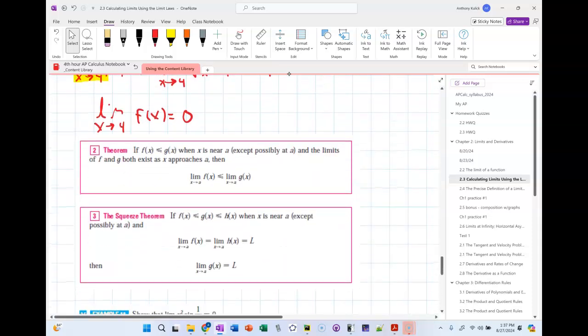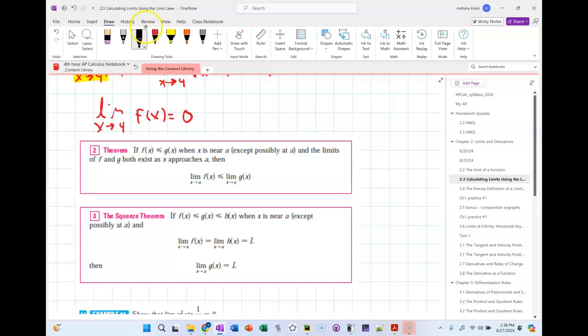So the next theorem, and this theorem is just used to get to the next one, says that if f of x is less than or equal to g of x when x is near a, in the neighborhood of a, everywhere except possibly at a, then if the limits of f and g both exist as x approaches a, the limit as x approaches a of f of x has to be less than or equal to the limit as x approaches a of g of x.